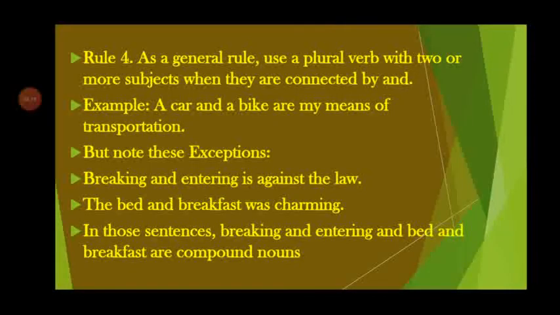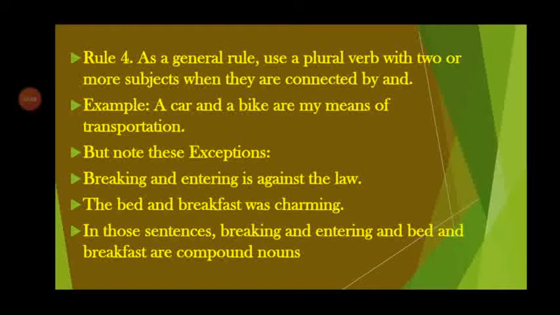Rule number 4: As a general rule, use a plural verb with two or more subjects when they are connected by and. For example, a car and a bike are my means of transportation. There, two are there, a car and a bike. But not these exceptions: Breaking and entering is against the law. There, breaking and entering is treated together as a single event or a single subject, so the verb is also singular.